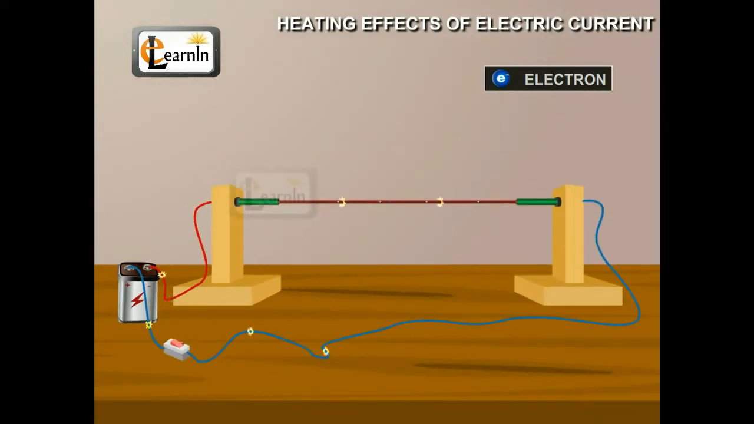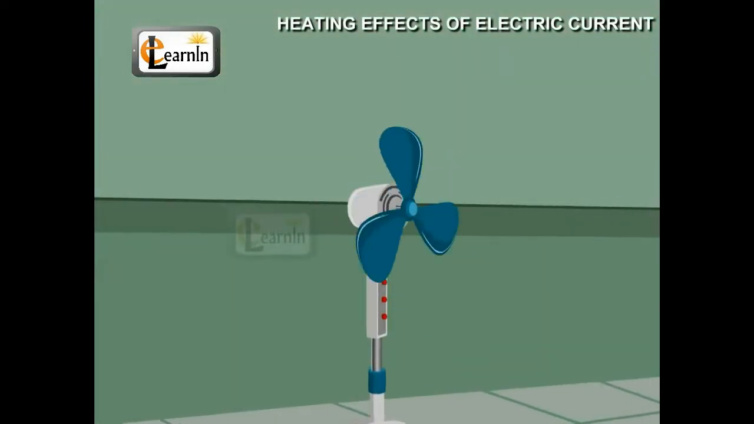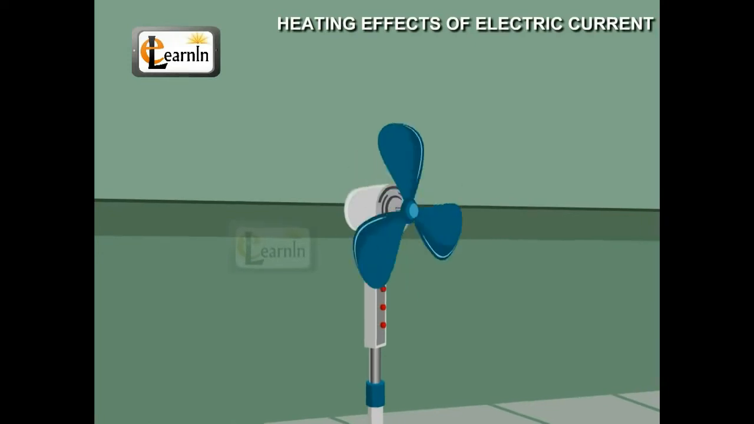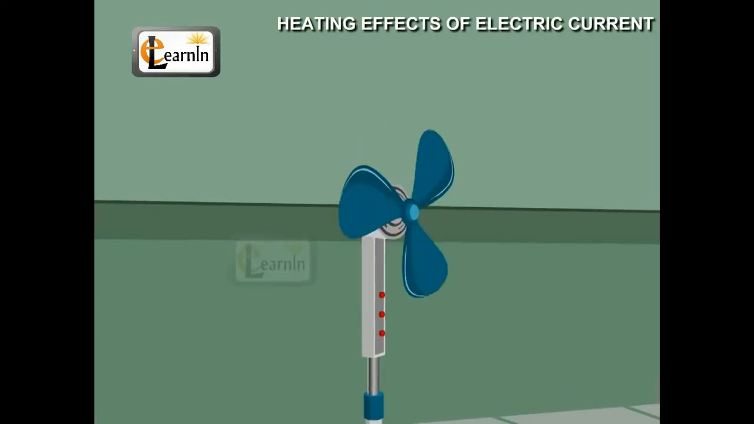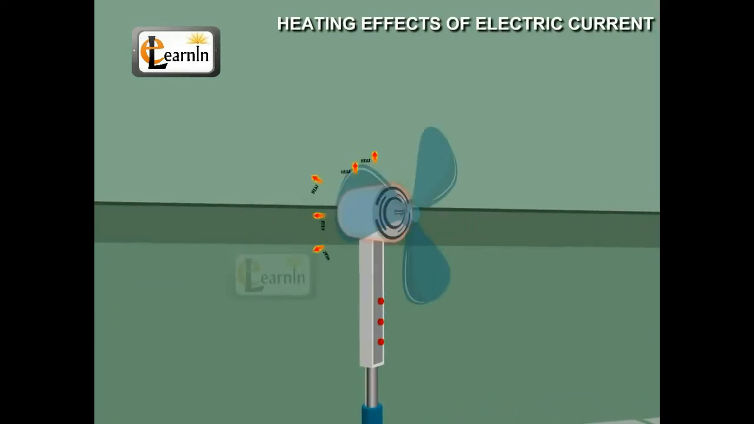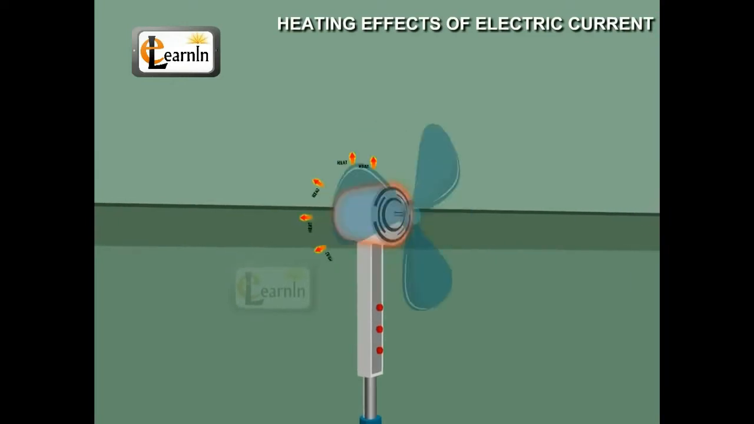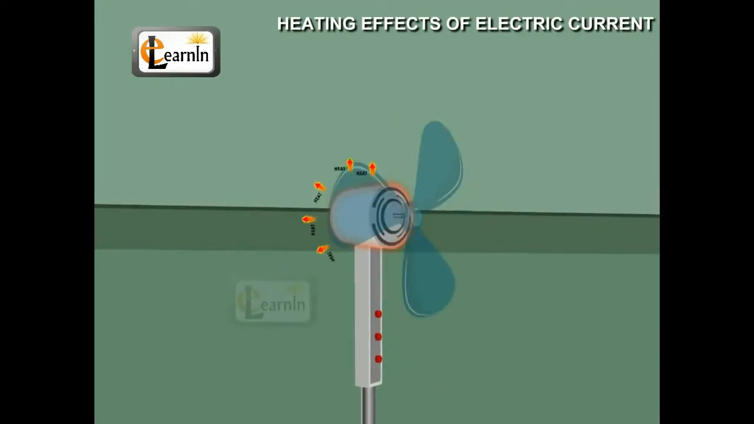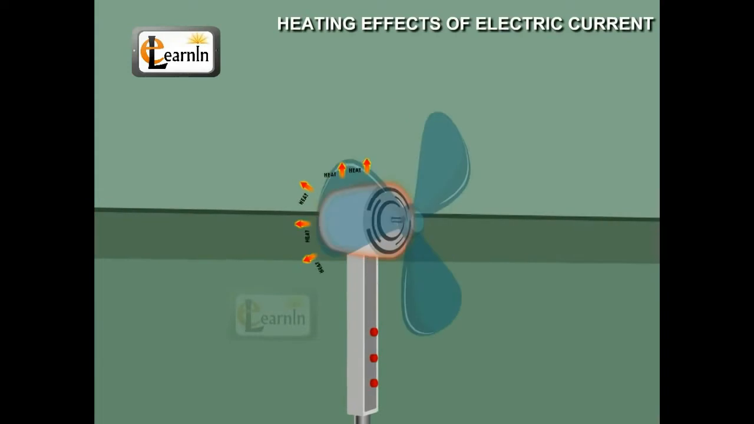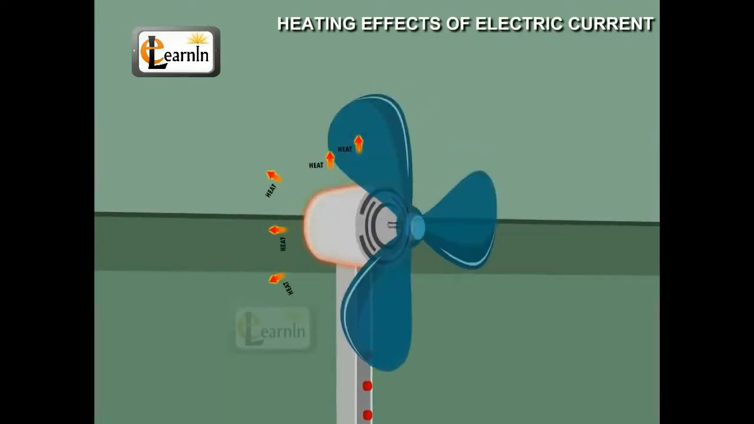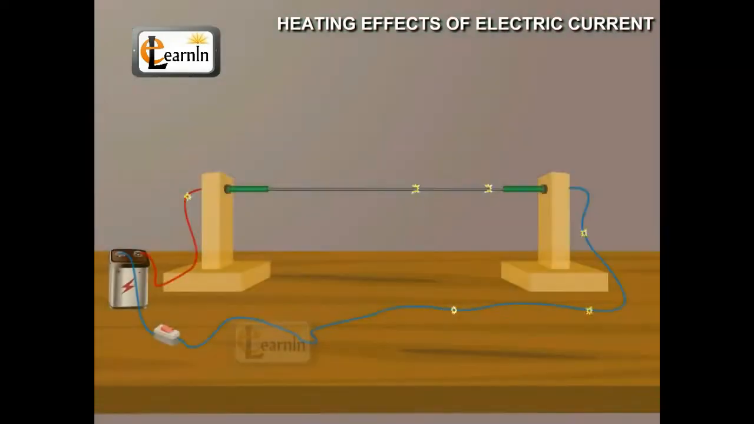However, a part of the source energy in maintaining the current may be consumed into useful work, like in rotating the blades of an electric fan. Rest of the source energy may be expended in heat to raise the temperature of the gadget. We often observe this in our everyday life. For example, an electric fan becomes warm if used continuously for longer time, etc.